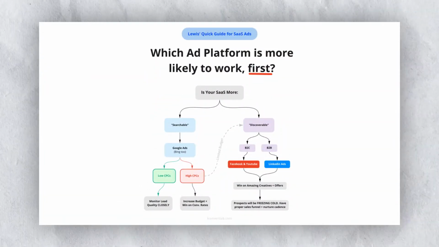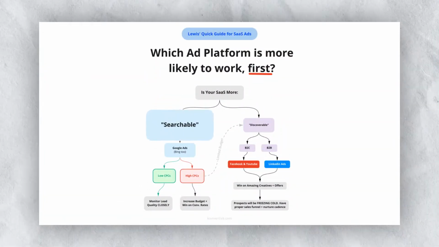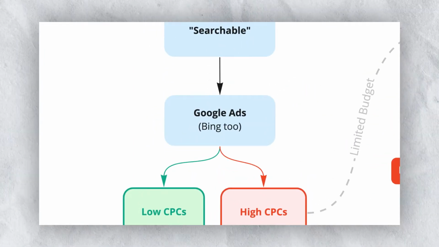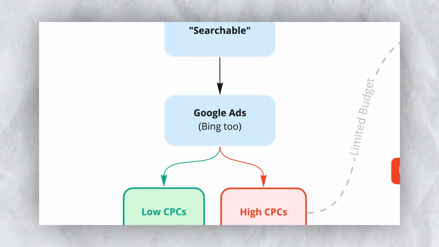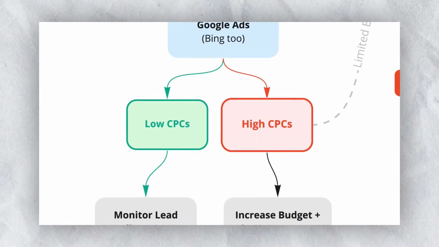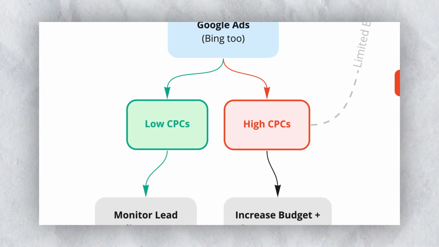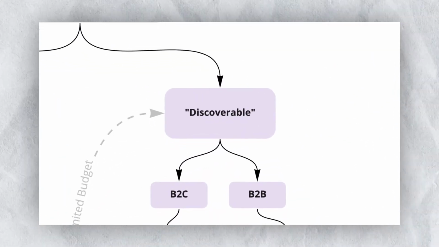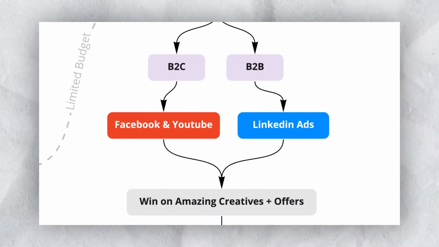So based on this chart I made, if your software is more searchable, you can typically just go to Google, and Bing too as well, and start there. That's going to be the path of least resistance, highest intent traffic. Now, depending on low CPCs or high cost per clicks, you'll have different strategies, but it's a pretty safe bet to start with. Now, if your software is more discoverable, whether it's B2B or B2C, you'll go with different platforms.